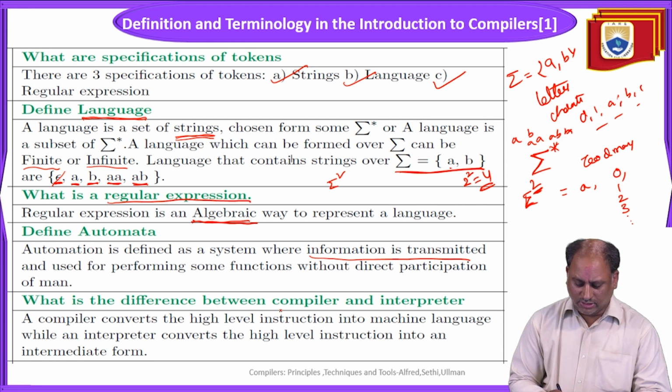Another one is compilation and interpretation. What is the difference between them? Here, for compilation we use a high level programming instruction and convert it into machine code, whereas an interpreter converts high level into an intermediate form. That means it can perform the task without any intermediate code.